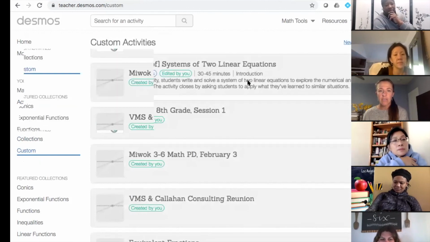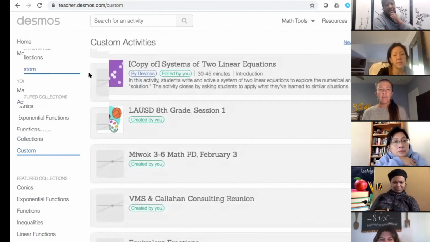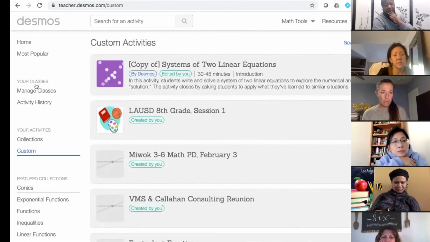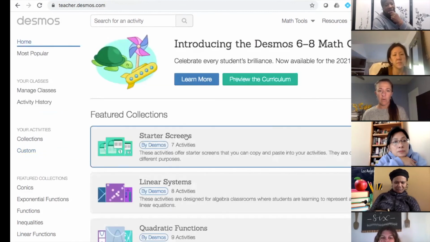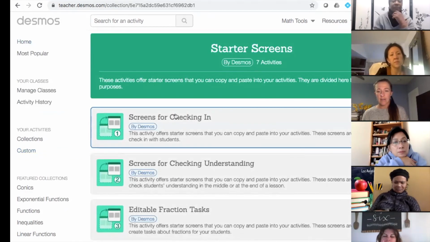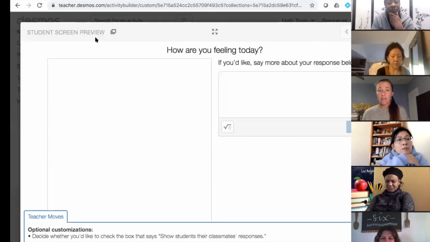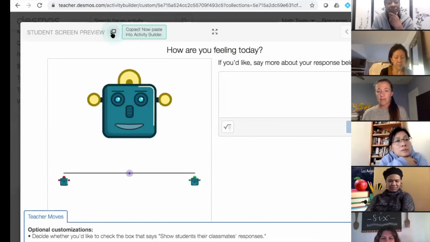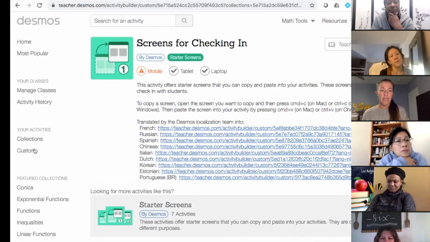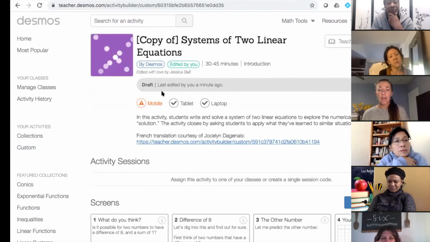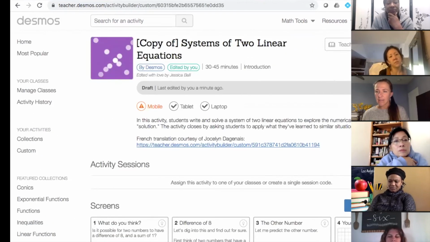Sorry, I've got to move the chat for a second. If I found that robot one, which was at the home screen, I went to starter screens, right? And I said, okay, screens for checking in. And I've got this robot one that I liked. There was that little box right here that said copy. So I just clicked on that. And then I went to my custom one that I'm building for my systems activity. And then I would just, I think I have to edit it. So I'm going to edit your activity.